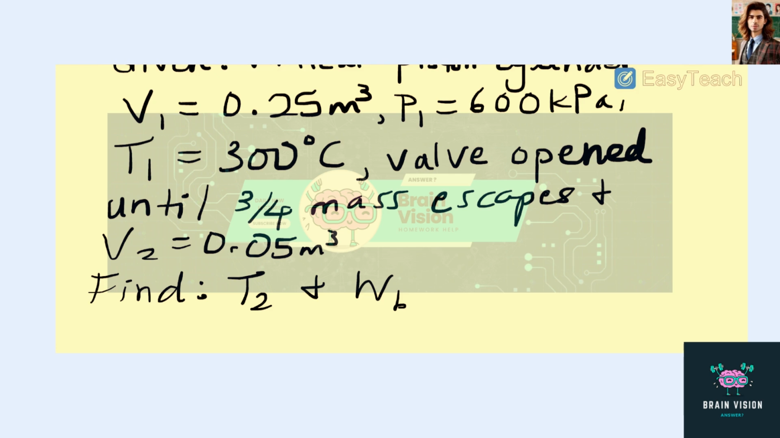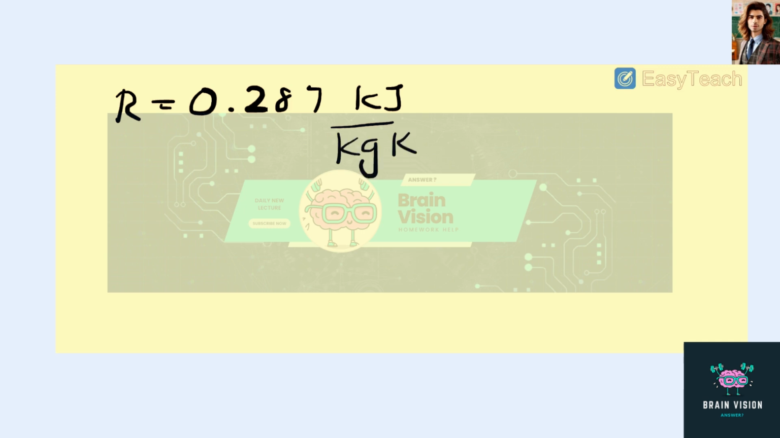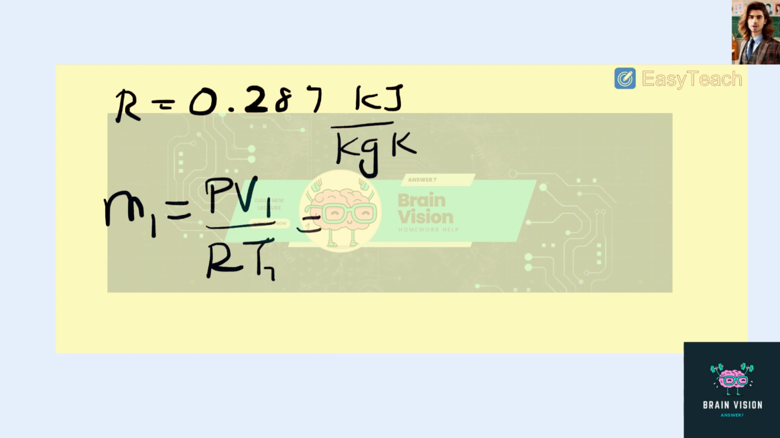So what we're going to do first is look at our gas properties, and since we're dealing with air, we know the gas constant of air is R equal to 0.287 kilojoules per kilogram Kelvin. We can solve for the initial mass just by using the ideal gas law. So we can say that M1 equals P V1 over R T1, and these are terms that we all know. When we plug in these values, we get an initial mass of 0.9121 kilograms.